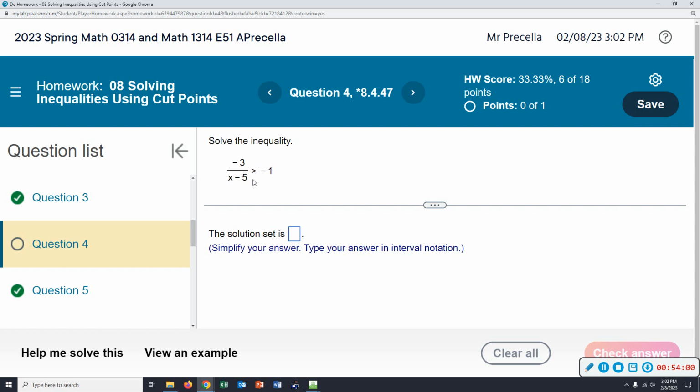Okay, that little thing is just a greater than. There's not going to be a closed circle at the solution cut point, so no brackets. When you're typing it in, it's all parentheses.